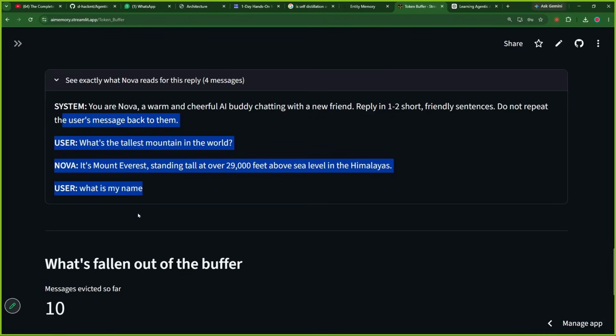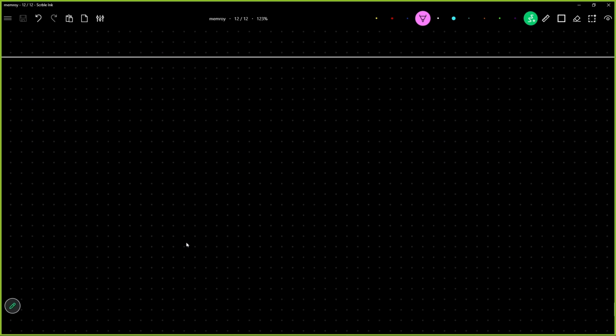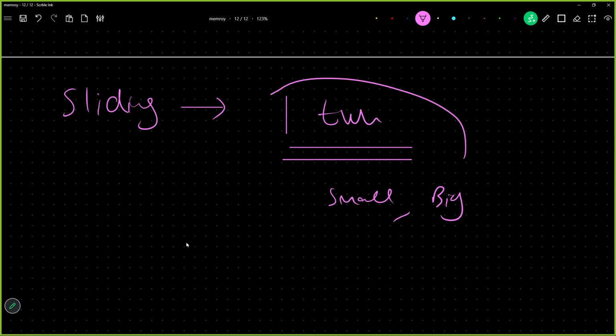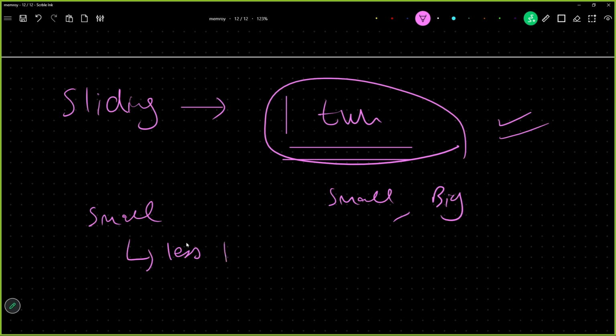Now why did we think of such a solution? Because earlier in the sliding window, we were counting each turn. Even though a message was small or big, it was considered as a turn. So tokens were being lost like that. But this time, if a message is small, fewer tokens will be used. And if a message is big, then more tokens will be used.